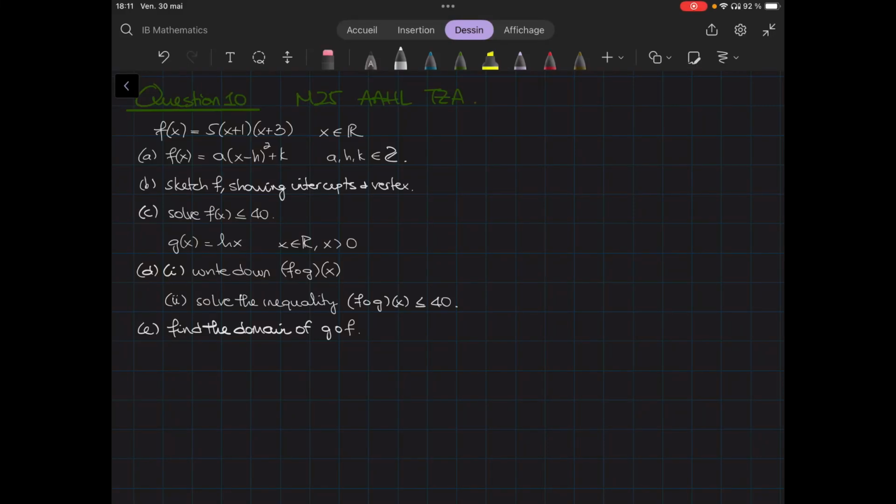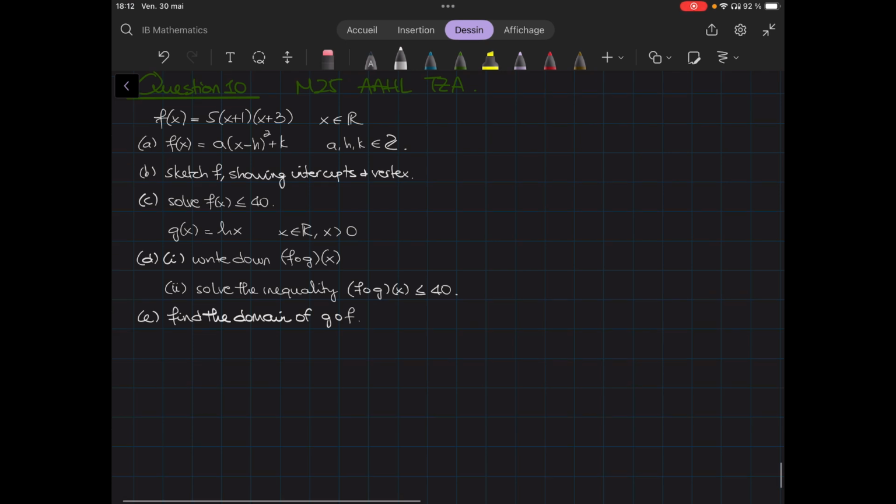Hey yo, this is question 10 on the M25 AAHL Paper 1 Time Zone A. This is a very straightforward question, and I would expect every single well-prepared student to get a perfect 18 marks on this question. So, let's get started with part A.